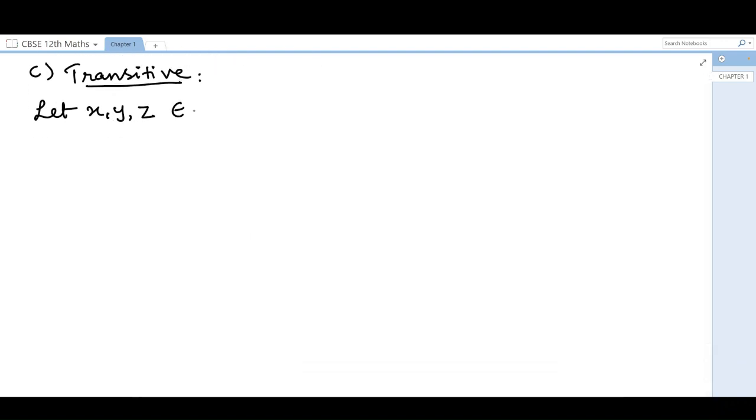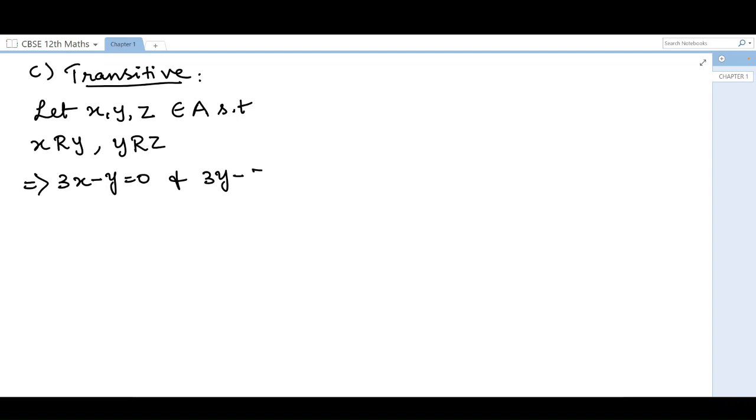Let us take three elements from the set A such that x related to y and y related to z. So what we have to prove is x is related to z. So from the given conditions, 3x minus y equal to 0 and 3y minus z equal to 0. We can rewrite this as y equal to 3x and z equal to 3y. What we have to prove is x is related to z. That is, we have to prove 3x minus z equal to 0.